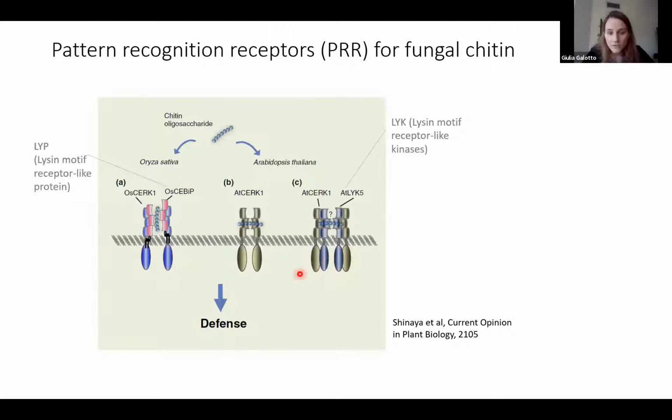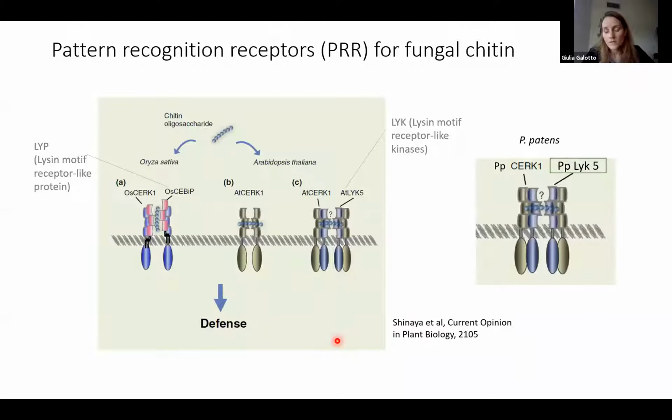In the case of Arabidopsis, there are two proteins that can bind to chitin. One is CERK1 and one is LYK5. But LYK5 actually binds to chitin with much more affinity. So CERK1 can act as a receptor for chitin, but the main receptor is LYK5. And this receptor works in a similar way to the rice one. LYK5 binds to chitin, and upon binding, they recruit CERK1, and then CERK1 will be activated and then stimulate downstream signaling.